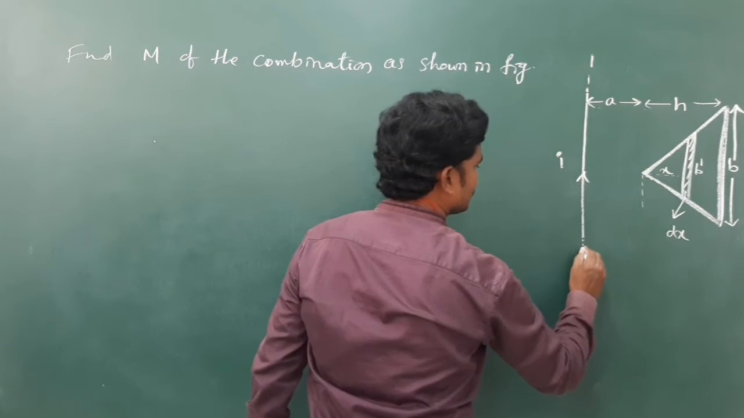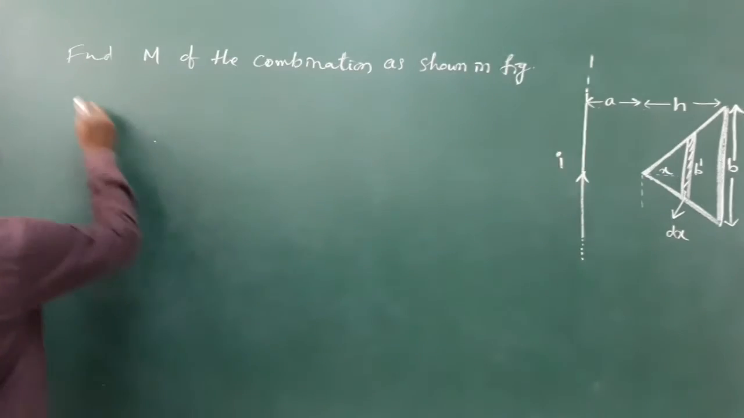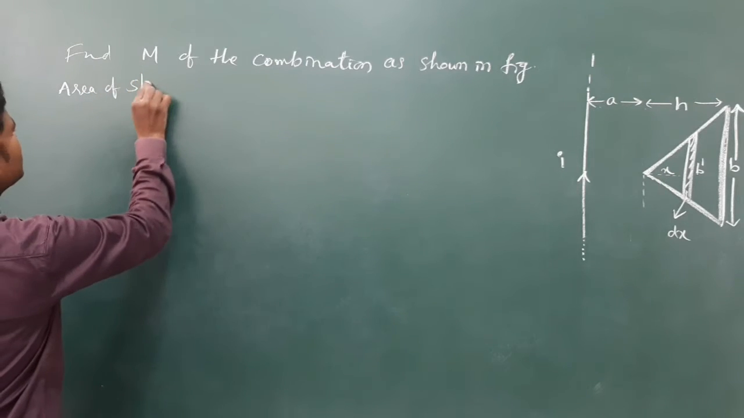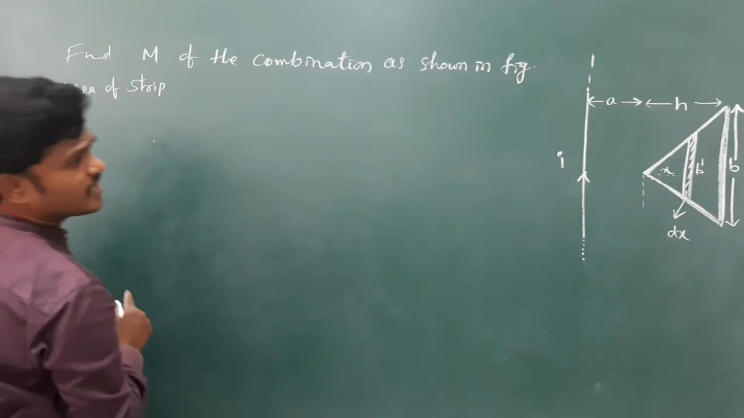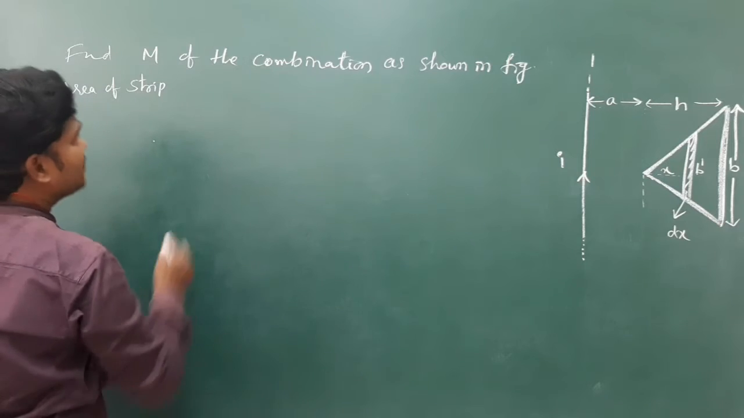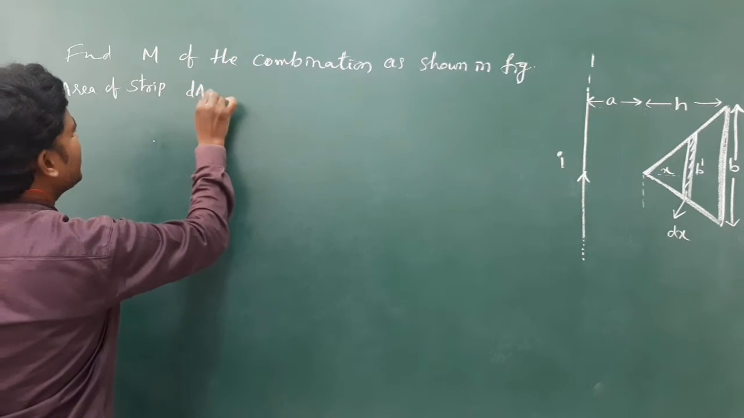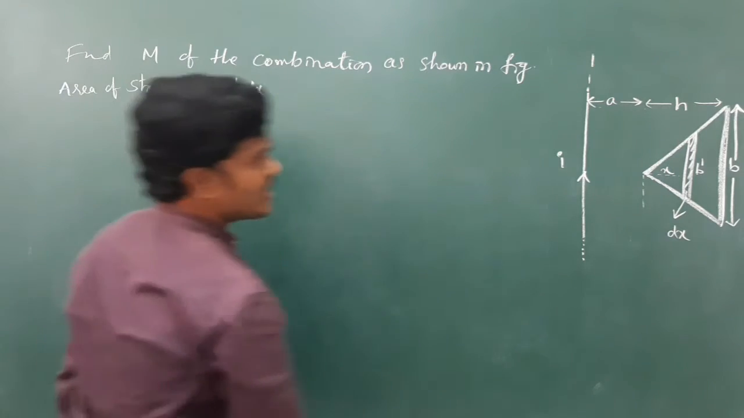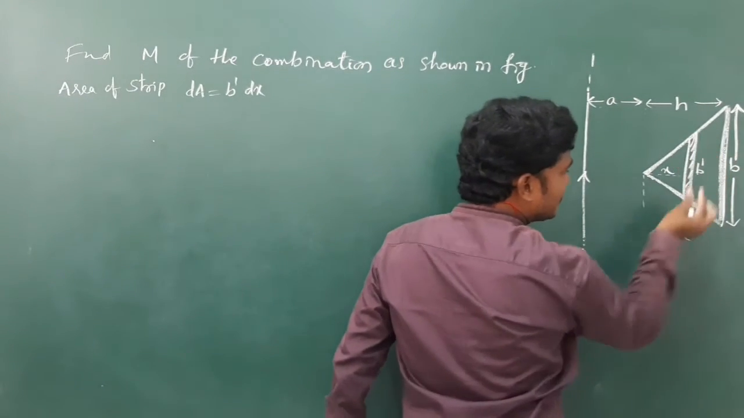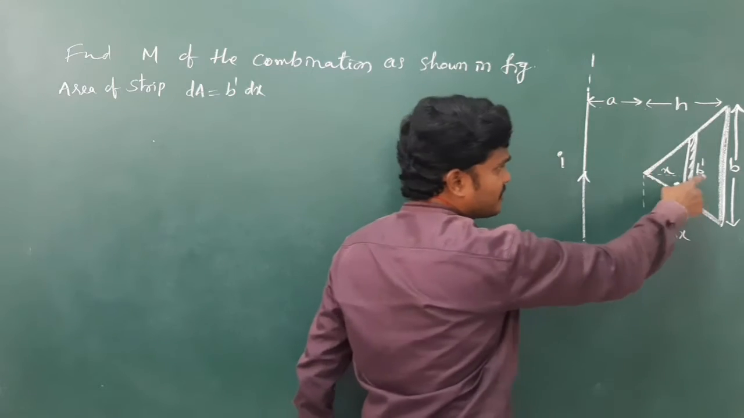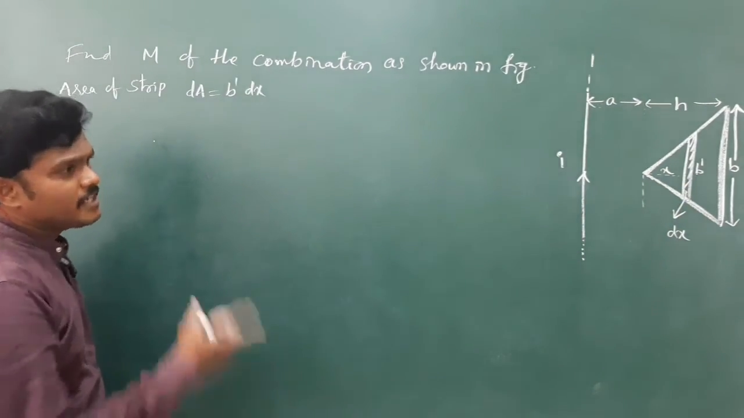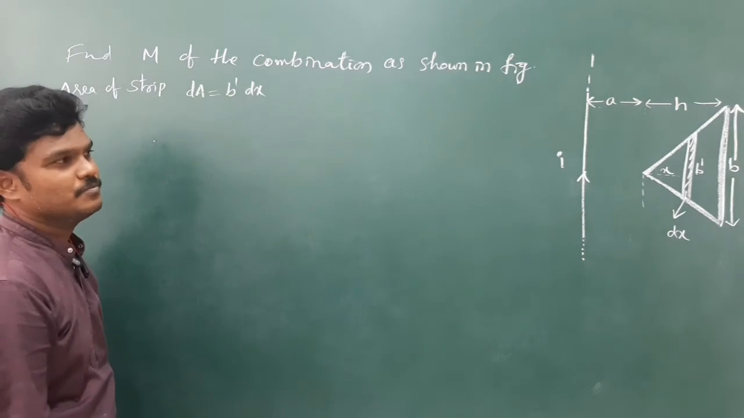So let me write here. What is the area of that strip? The area of the strip is dA, it's not x dx. We can write b dash dx. Check it. B dash is the length, dx is the thickness, so length into breadth, b dash dx is correct. Let me find how much that b dash value is.